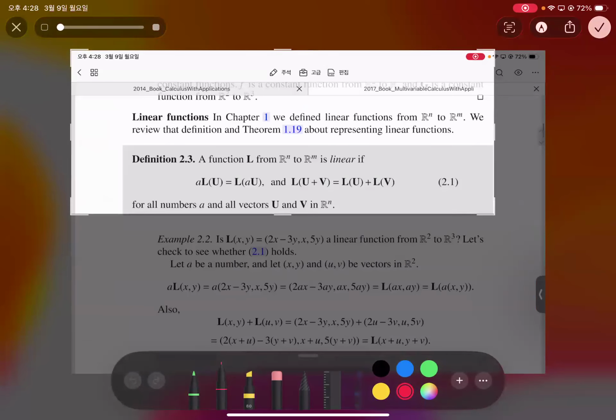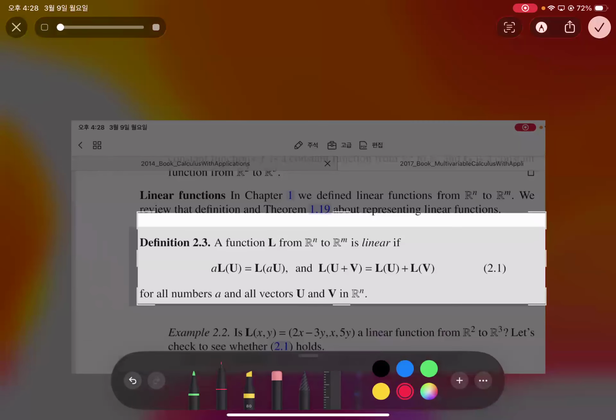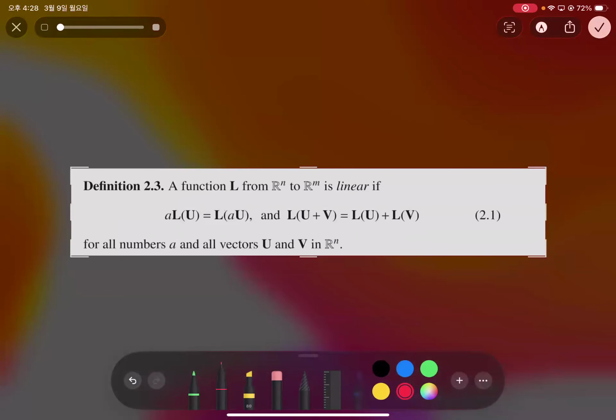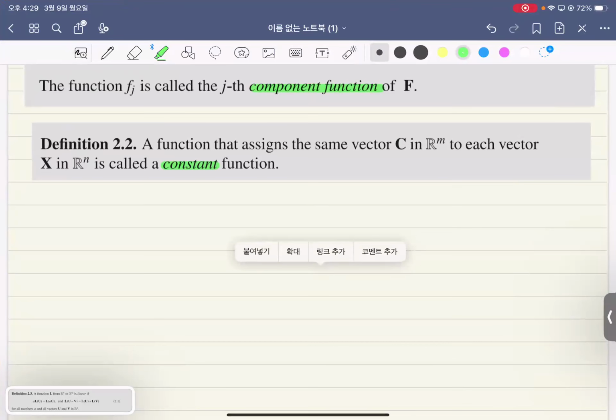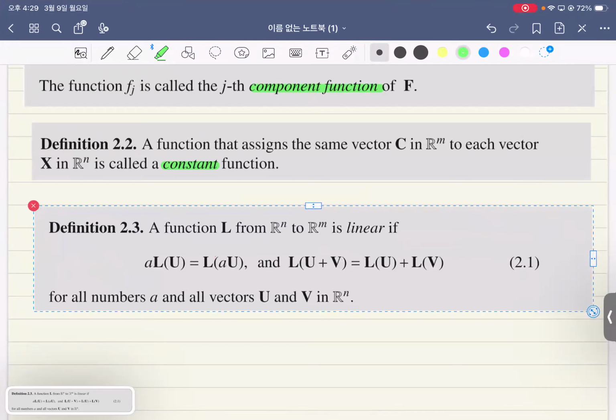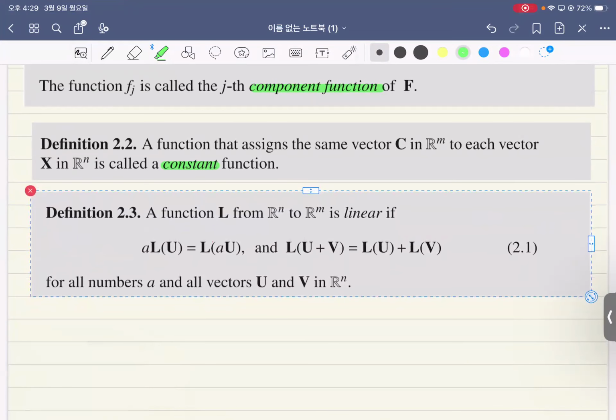The most important kind of function is the linear function. Do you remember the definition of the linear function? If your function from Rn to Rm is respecting the scalar multiplication and vector addition, then we say the function is a linear function. And you also need to remember every linear function can be represented by a matrix, right?